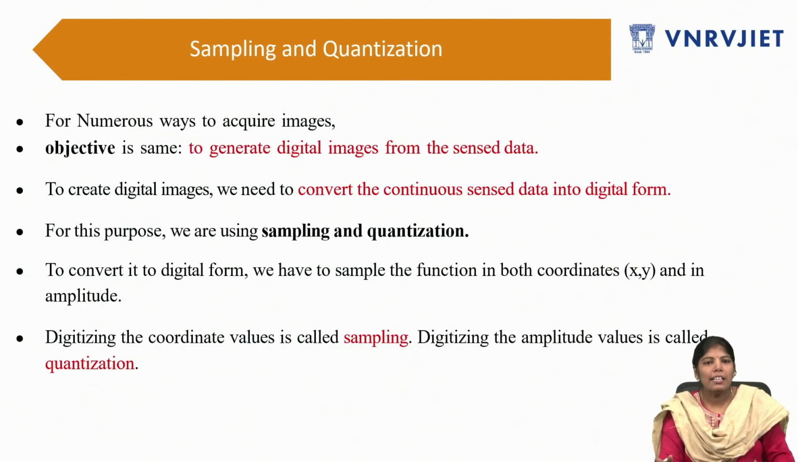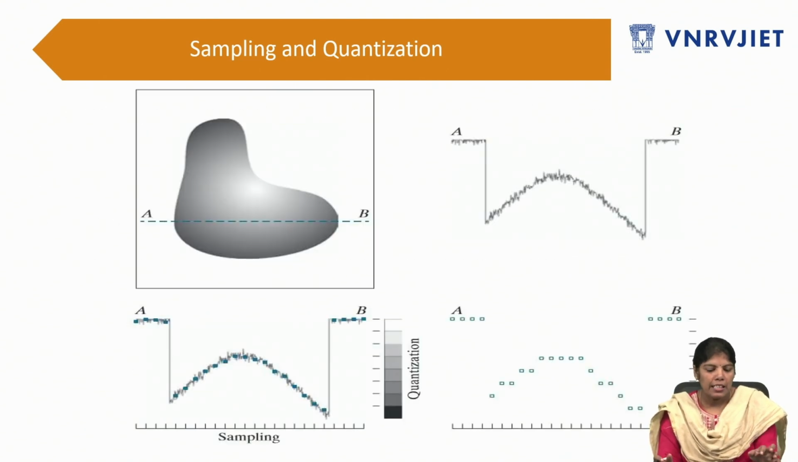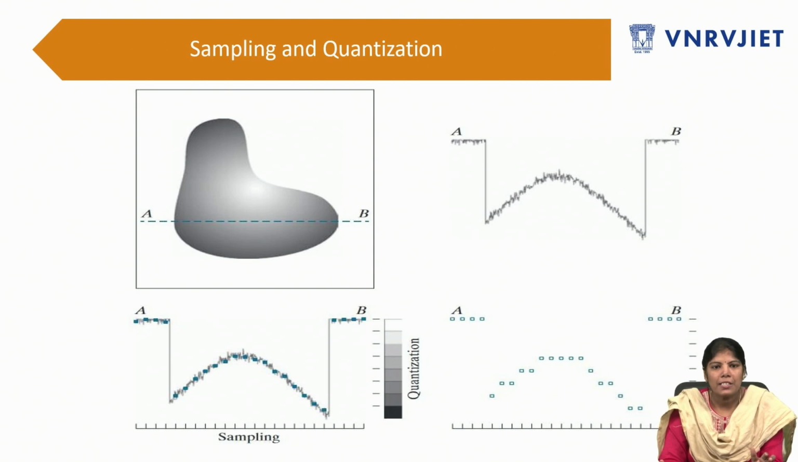Our main aim is to generate the digital image from the analog image, and we have two methods for that: sampling and quantization. We'll take an example. If you see this graph, the first picture is a simple 2D continuous, smooth image. So this is a 2D image which is continuous, and this continuous image is converted into a digitized format. So what is the process here?